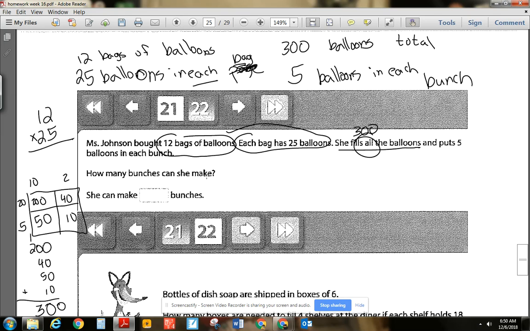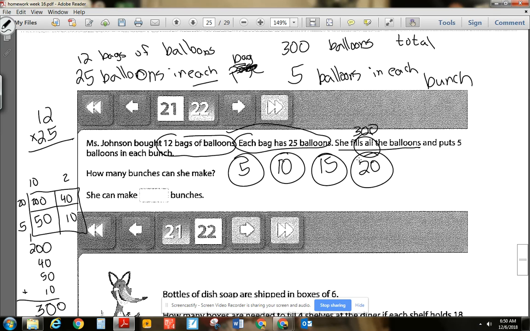How many bunches can she make? So there's 5 balloons, that's 1 bunch. 10 is another 5, right? That would be 2 bunches. 3 bunches. 4 bunches. 5 bunches. So we could keep going like this till we get to 300, but man, that's going to take a while. And there's a faster way of doing this, and it would be 300 divided by 5.